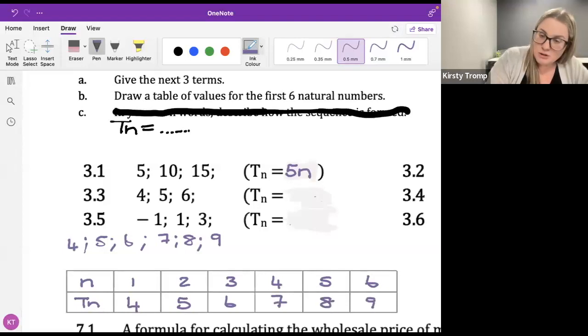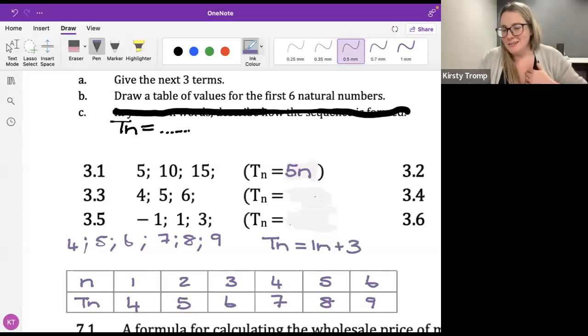Fantastic. Good. Let's do the rule together. Ma'am, the rule is 1N plus 3. You are a rock star. Well done. Does this make sense, Lissetti? Yes, ma'am. You're amazing. Well done.